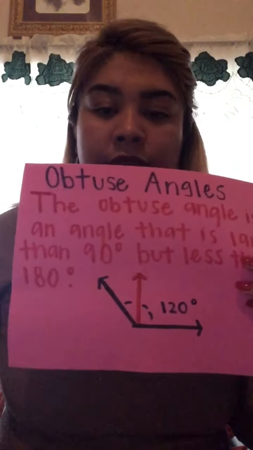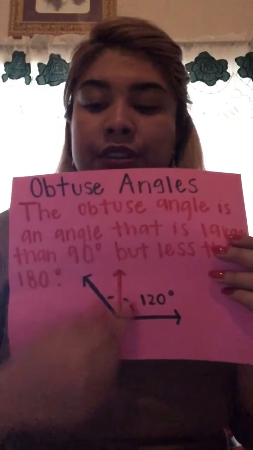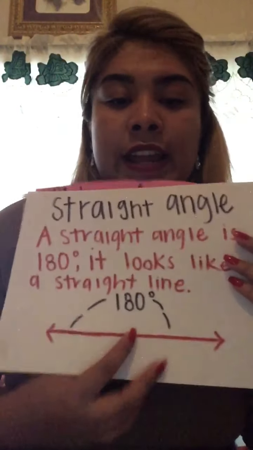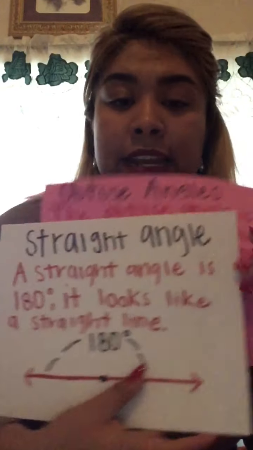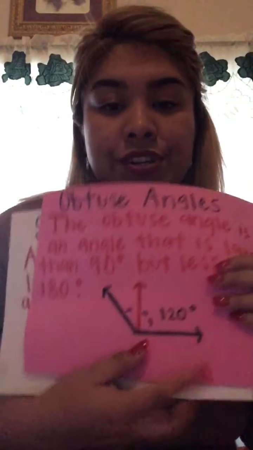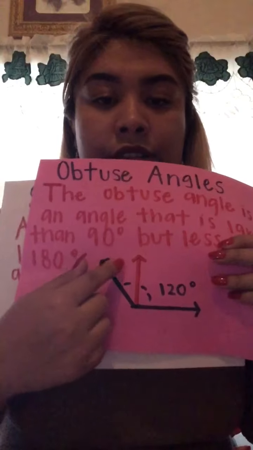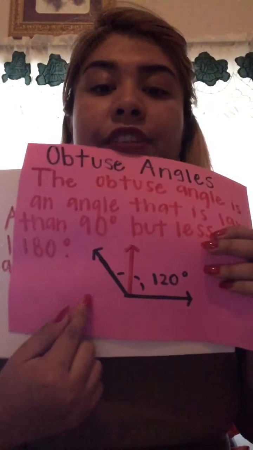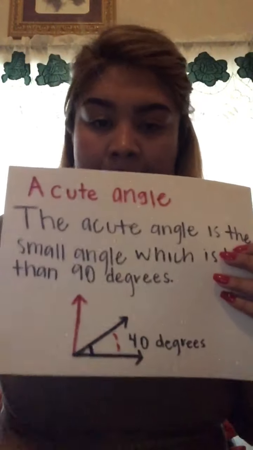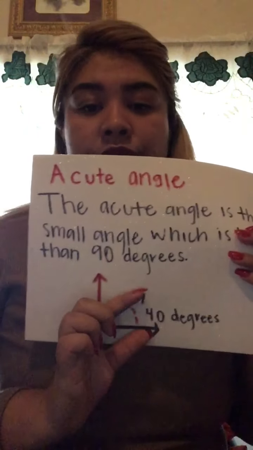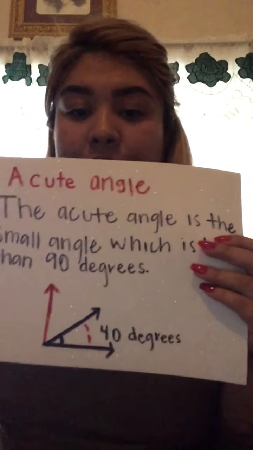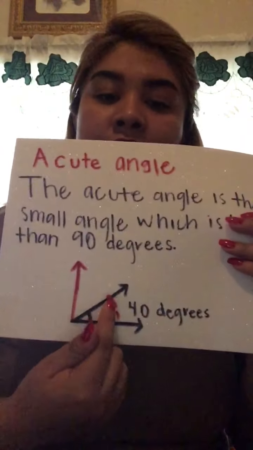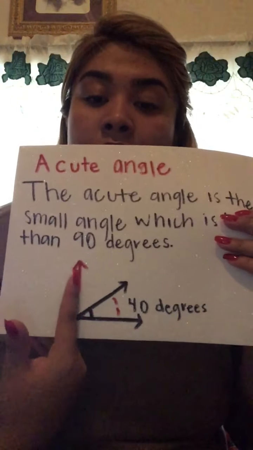Now obtuse angles have to be more than 90 degrees but less than 180. This one measures less than 180. So the line could be here, it could be here, as long as it's not straight. This is an obtuse angle. Now the acute angle, remember it's the smallest one. This measures 40 degrees. Now the red line, remember, it's 90 degrees.